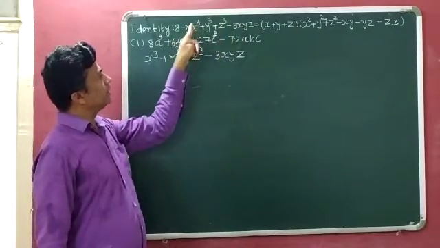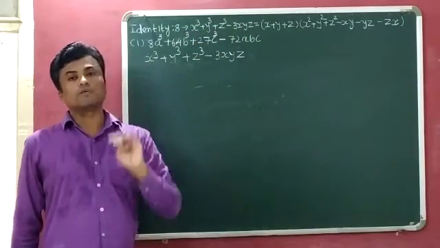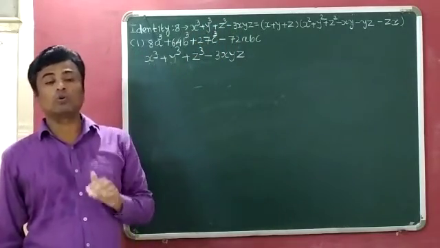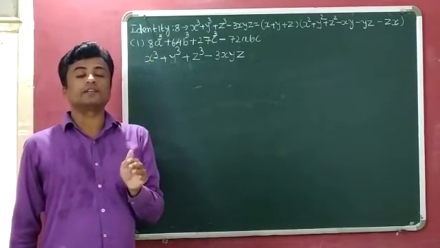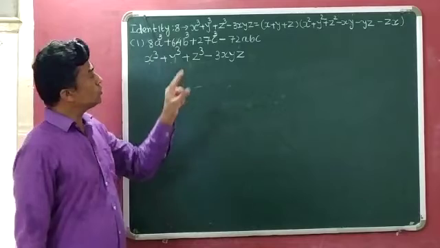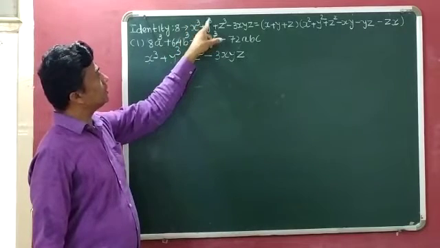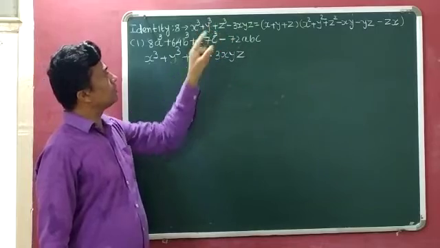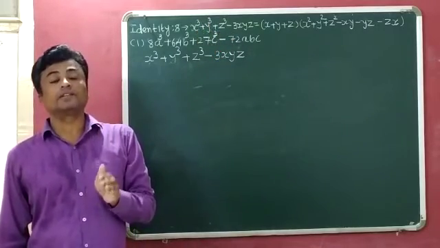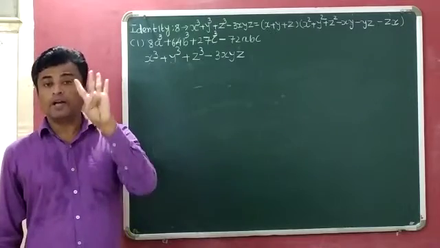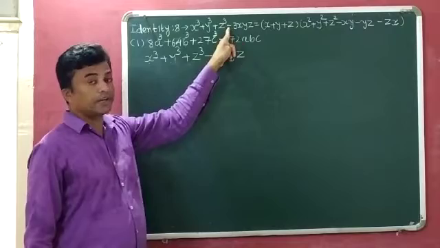See, in a given identity, first term, second term, third term and fourth term, four terms are available. Out of four terms, three terms are perfect cubes, or we can say that they are related with cube. So see children, first term x raised to 3, second term y raised to 3 and third term z raised to 3. They are perfect cubes. And the fourth term is negative.